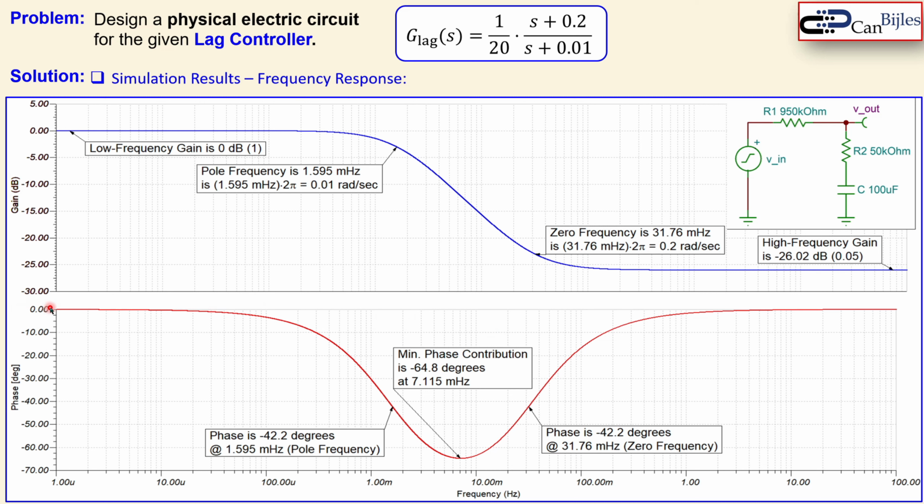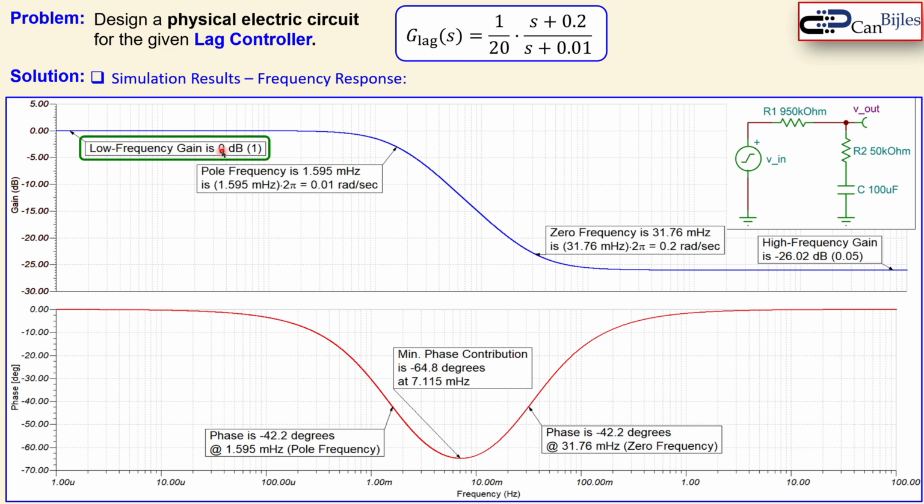You can see the phase starts at 0 and then drops, reaches a minimum value, and then increases again and reaches 0 again for higher frequencies. So it starts at 0 degrees, gets a minimum of almost minus 65 degrees, and then moves up again for higher frequency to 0 degrees. But let's start with the first thing, that is the low frequency gain, which is 0 dB.